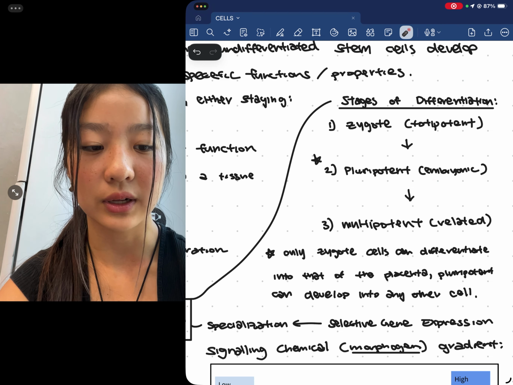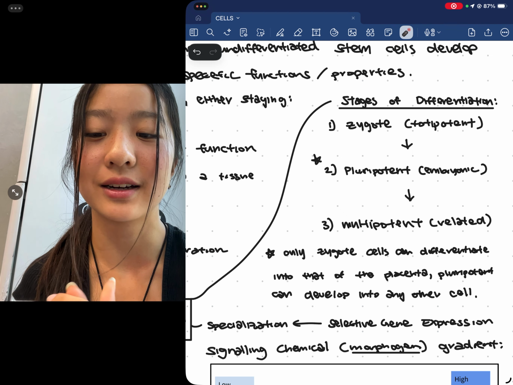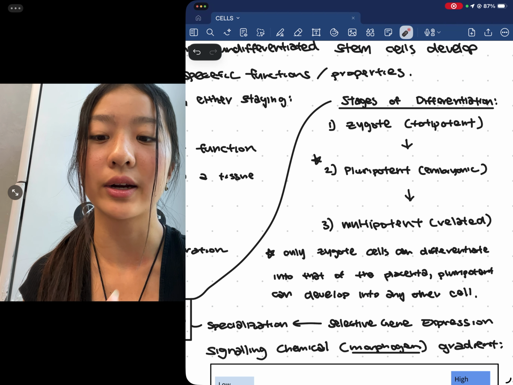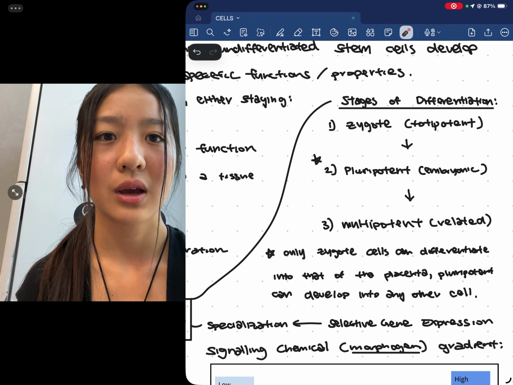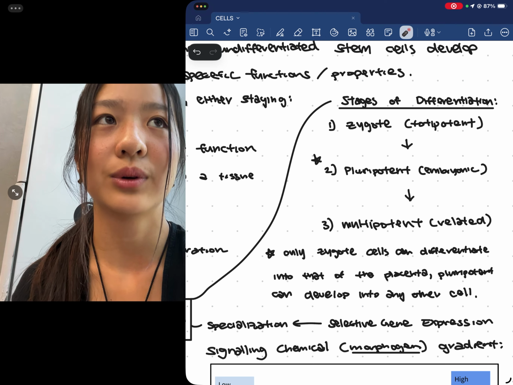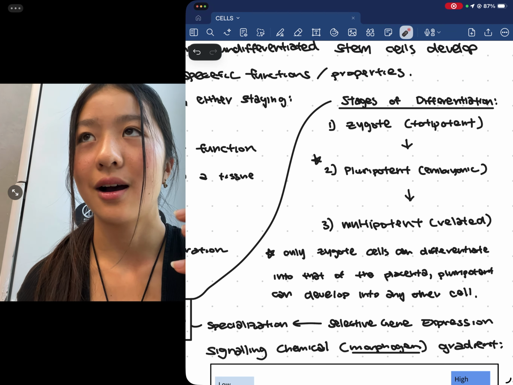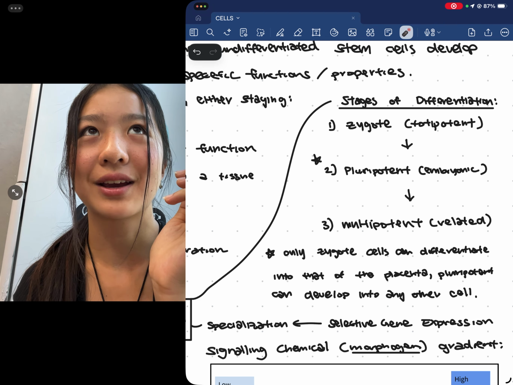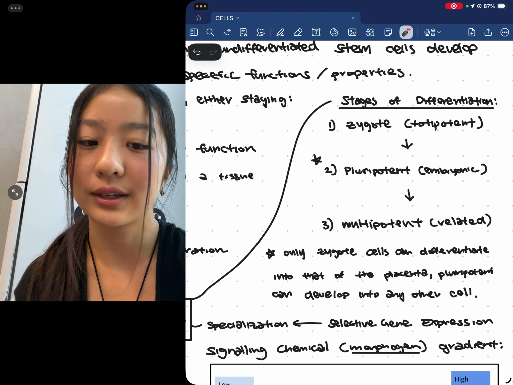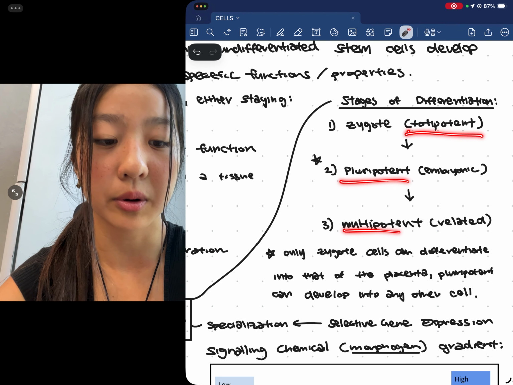Then, as it develops into a multipotent cell, it becomes fixed and retains that fixed shape and structure. If it were to differentiate again, it would only be into related cell types. So if you had an undifferentiated stem cell and it differentiated into a muscle cell, it could only then multiply itself into another muscle cell and not an undifferentiated cell. Those are the three levels of organization, from totipotent to pluripotent to multipotent.